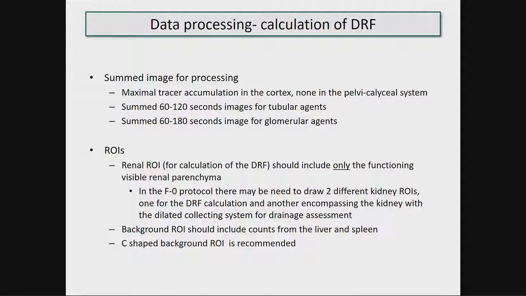The background ROI should include counts from the liver and spleen, and I know there have been many recommendations about the type of region of interest. The guideline recommends the C-shaped background, and the most important part is to sample the liver and spleen in your background, because usually there is quite high activity, which is underestimated if you're just doing the semilunar inferolateral standard background ROIs.